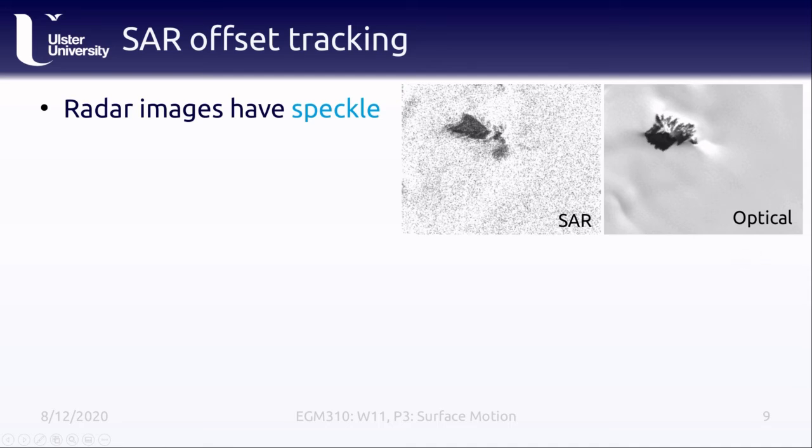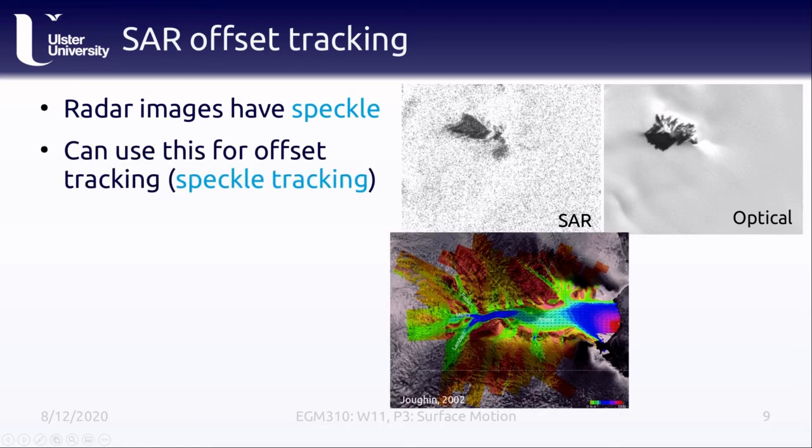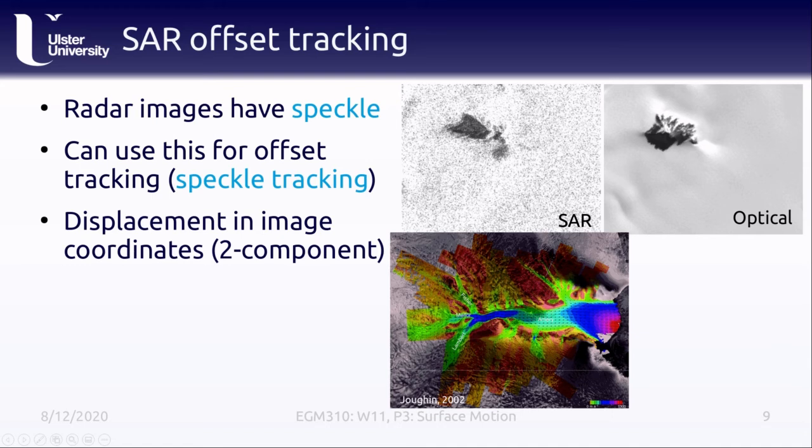As long as it's coherent from one image to the next, it gives us a way to track offsets between images. Unlike InSAR, this actually gives us a displacement in the image coordinates rather than the line of sight. Thus, we can recover a velocity field of two-dimensional motion using this technique.